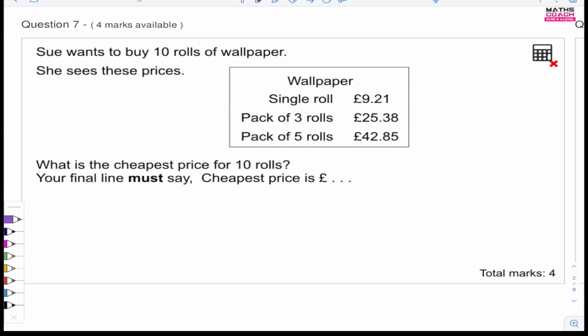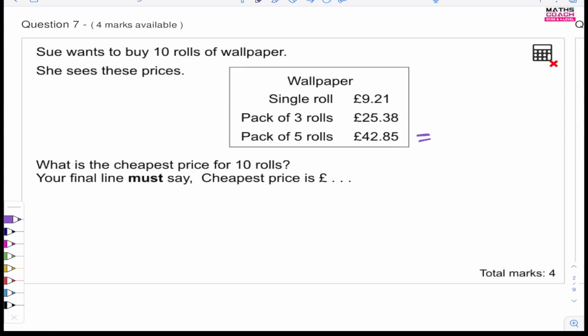Question 7. Sue wants to buy 10 rolls of wallpaper. She sees these prices. What's the cheapest price for 10 rolls? So let's go ahead and work this out. Let's work out these deals. So if you buy, let's look at this, the most obvious one, because you only need to buy 2 of those to give you 10 rolls. What would that be though?